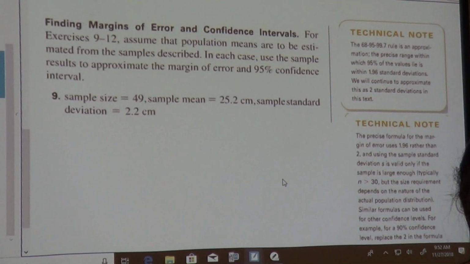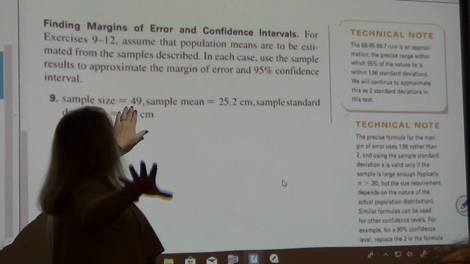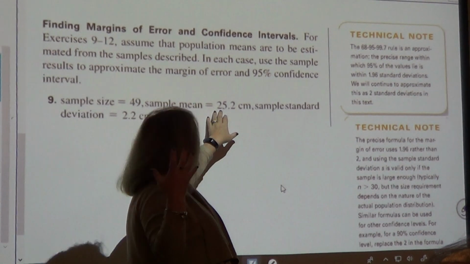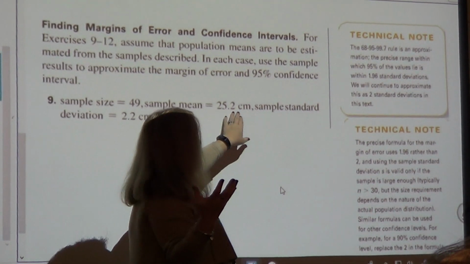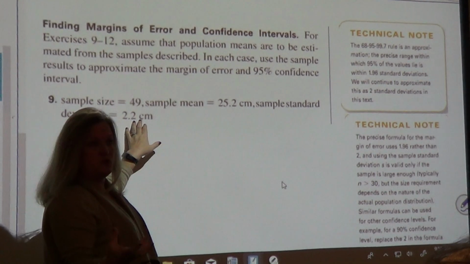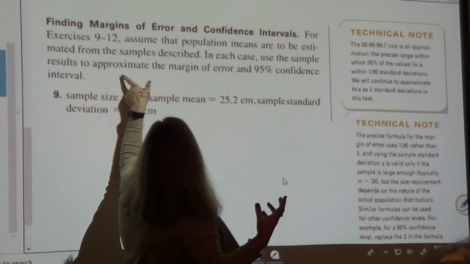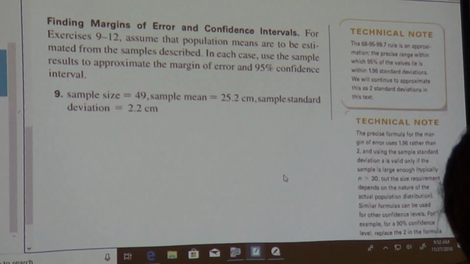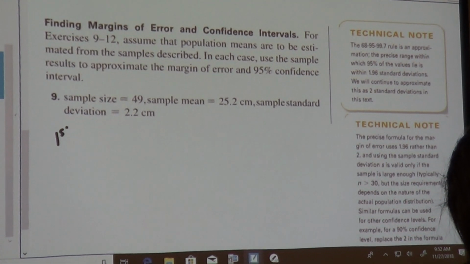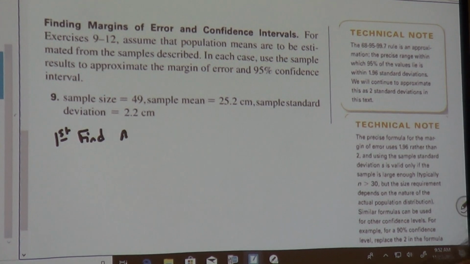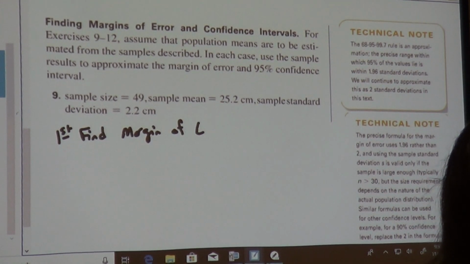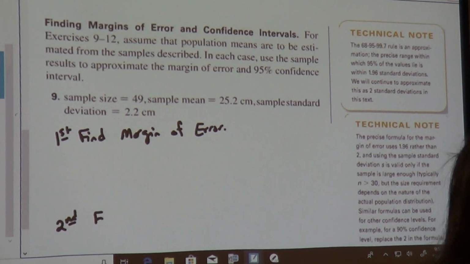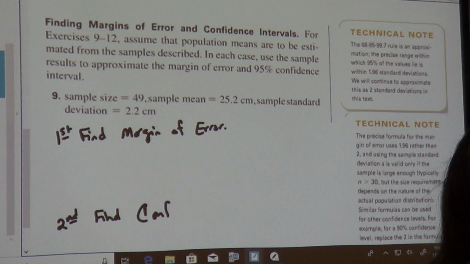For this one, I have 49 people in my class. The average head size, let's say, is 25.2. The sample standard deviation is 2.2, and it says find the margin of error and find the confidence interval. So the first thing they want us to do is find the margin of error. And the second thing they want us to do is find the confidence interval.